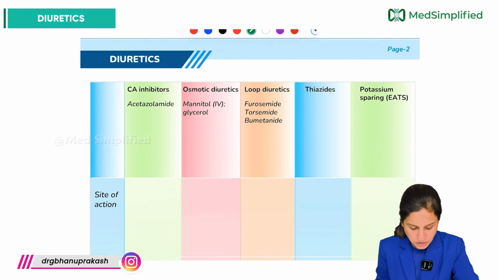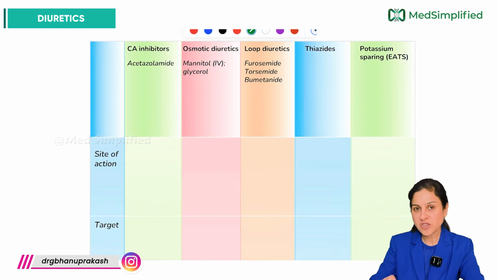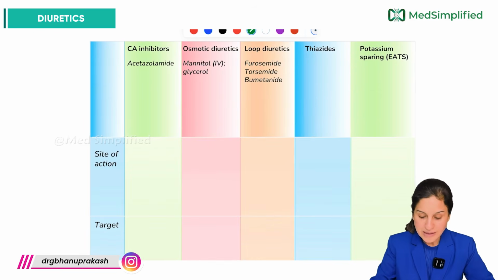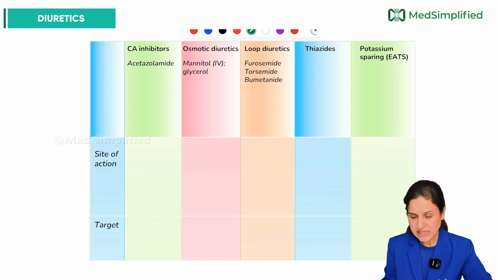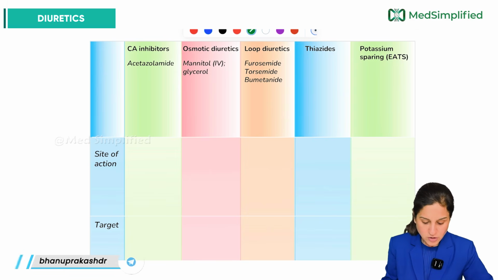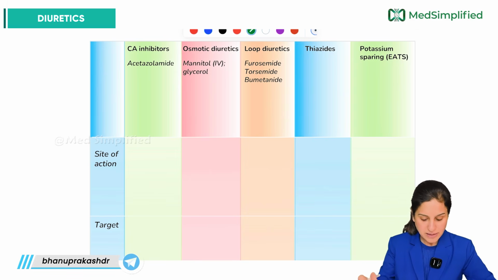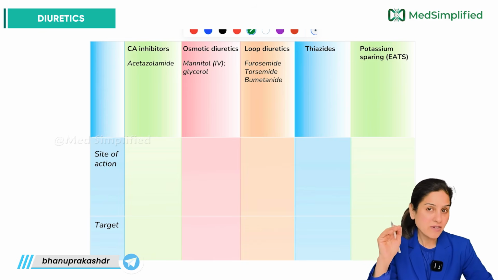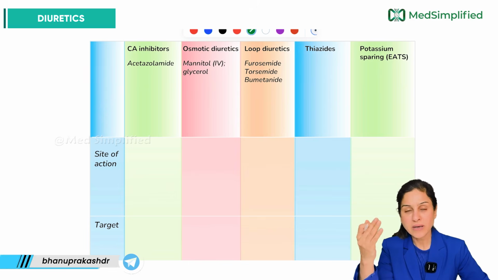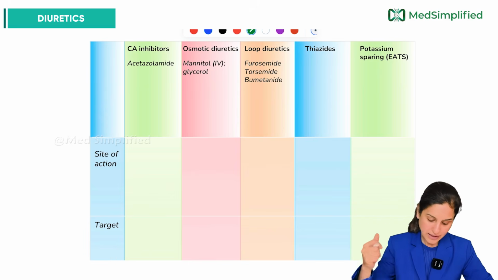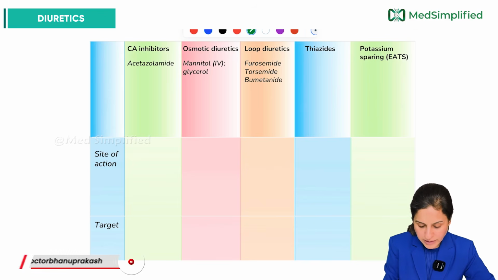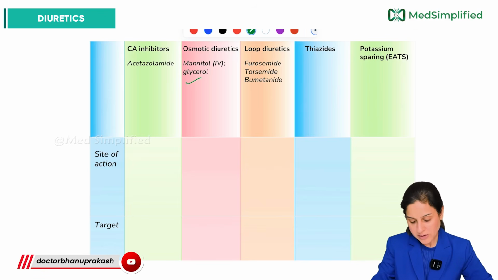Moving on to the important points, I'm going to do a comparison in tabulated form. How can we compare them? It is very easy to understand and also to form a memory of it. So we have carbonic anhydrase inhibitors like acetazolamide. There are also topical carbonic anhydrase inhibitors like dorzolamide and brinzolamide, which we use in the eye in cases of glaucoma. Osmotic diuretics we have mannitol and glycerol.